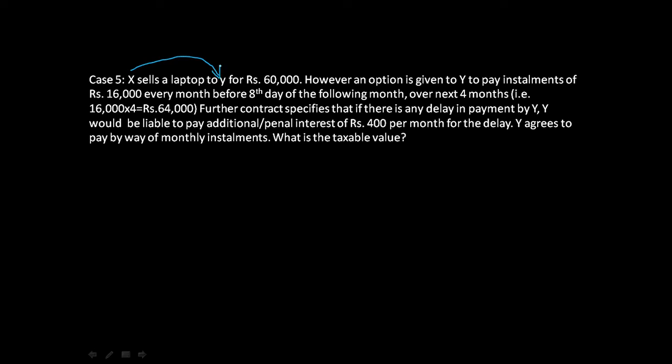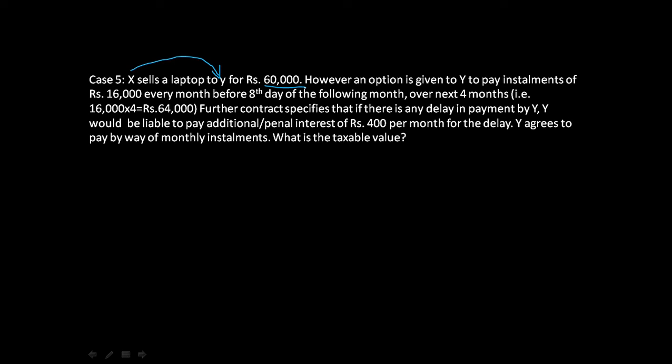X is selling to Y. For how much? What is the price of the laptop? 60,000 rupees. However, an option is given to Y to pay installments of 16,000 every month before the 8th day of the following month. So what is being done here?